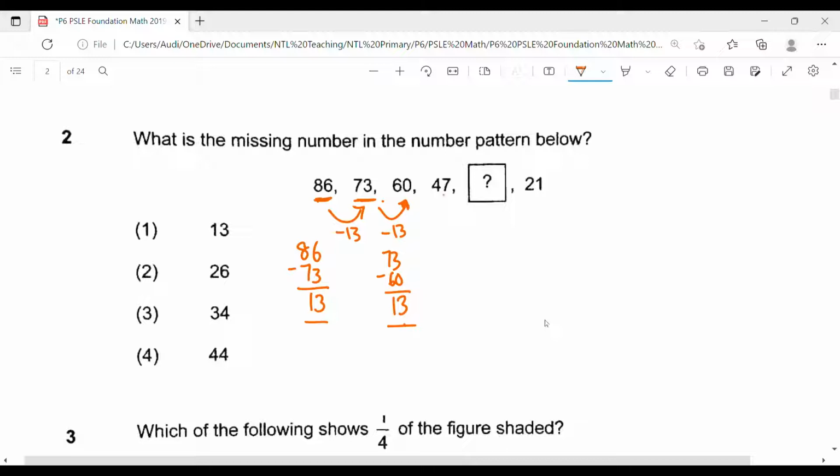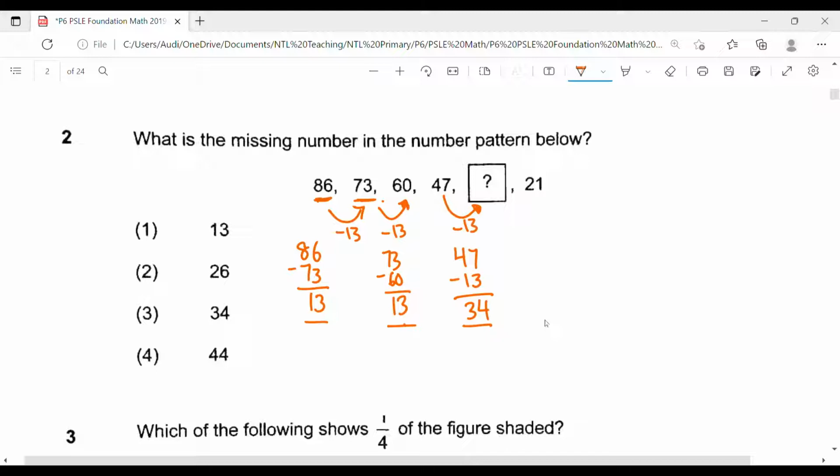So from here to here, we do the same. 47 minus 13, because this is now minus 13. That will give us our answer. 4, 3. So our answer is 34.